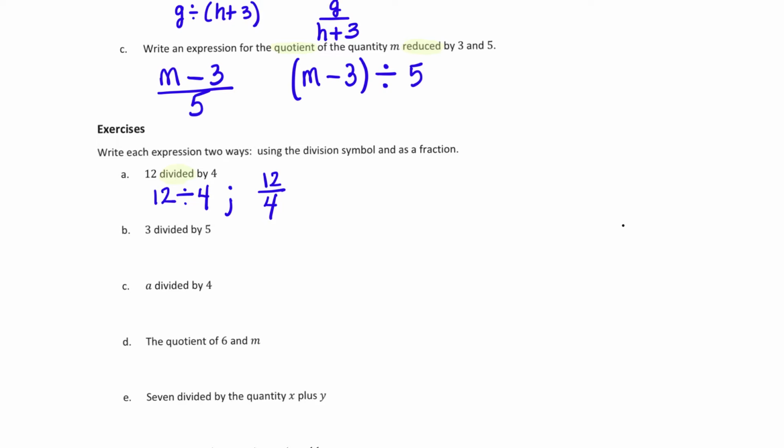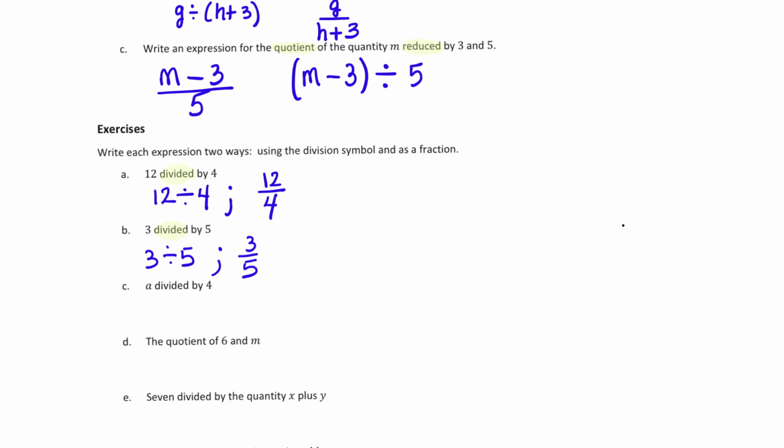Try to keep up with me as we're writing this so that we don't stay behind. So let's do the next one. 3 divided by 5. Notice that we're going to start very simple. 3 divided by 5 using the division symbol. Now let's look at the fraction. It's 3 divided by 5. Keep in order. The first number is always the one that goes on top, and the second number is the one that goes on the bottom. It's your dividend, your divisor, your dividend, your divisor.